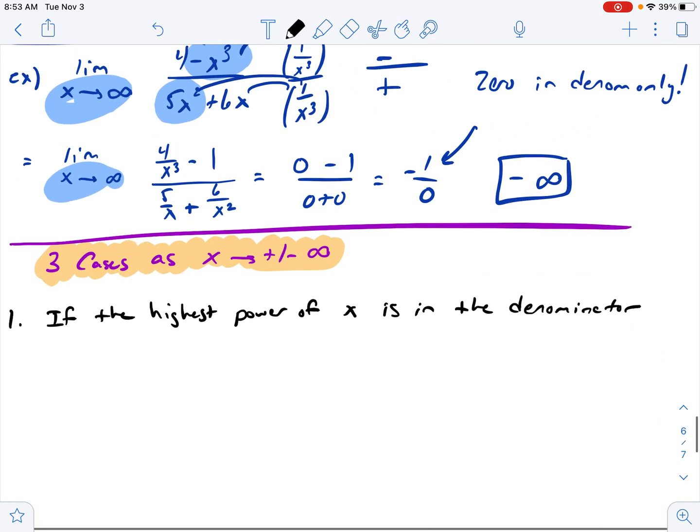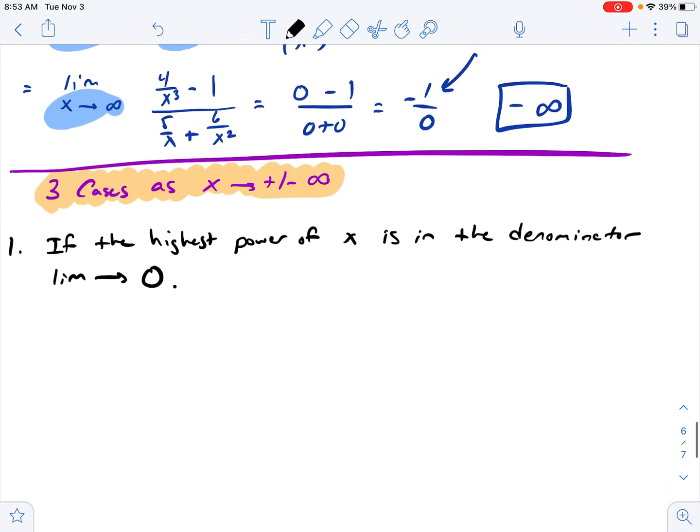So the analytical approach now is to know, look, if I'm looking at x going to positive or negative infinity, I look at the highest power of x. If that's in the denominator, the limit approaches 0 every time.